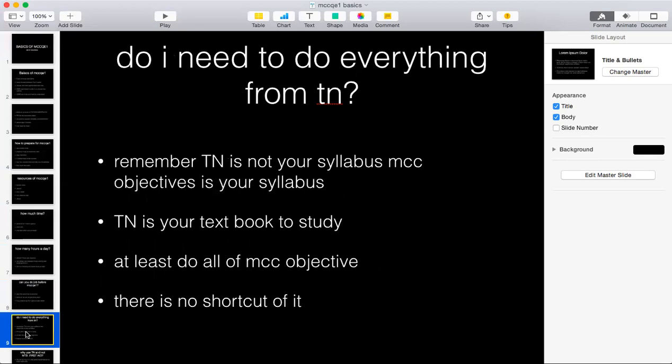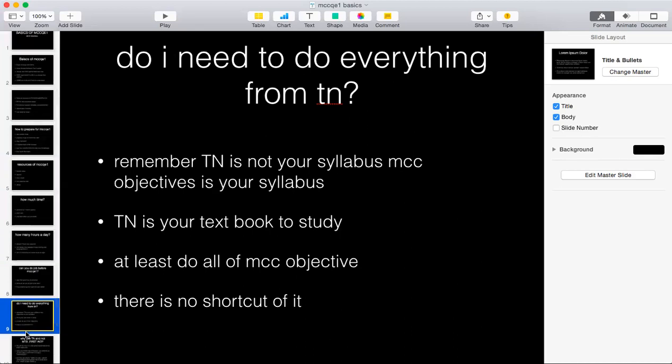Do I need to do everything from Toronto Notes? No. Remember, Toronto Notes is not your syllabus. MCC objectives are your syllabus. So you follow the topics in the MCC objectives and then do those topics from Toronto Notes. Toronto Notes is your textbook to study. At least do all the MCC objectives. There is no shortcut to it. There is no shortcut to MCCQE1.